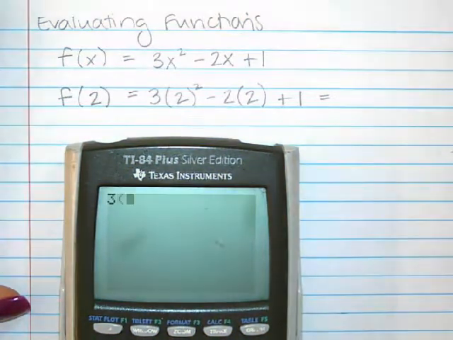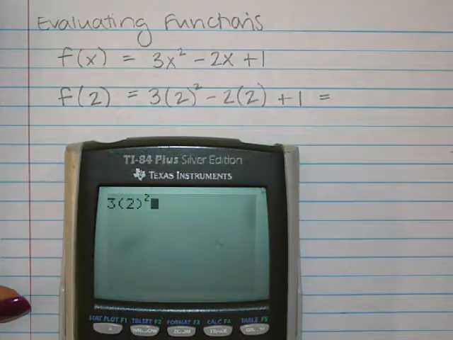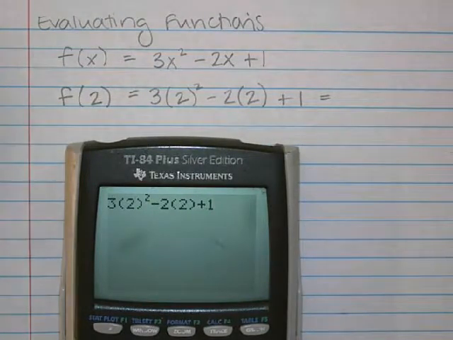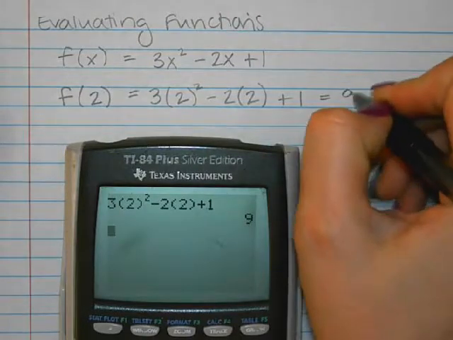It's going to be 36 minus... What'd you say? Negative. Yep. All right, and what'd you guys get? 9. Marvelous.